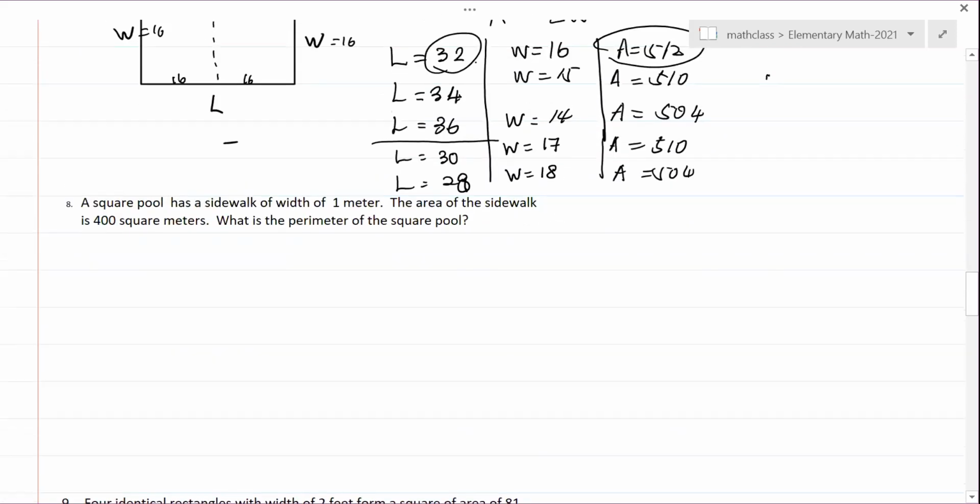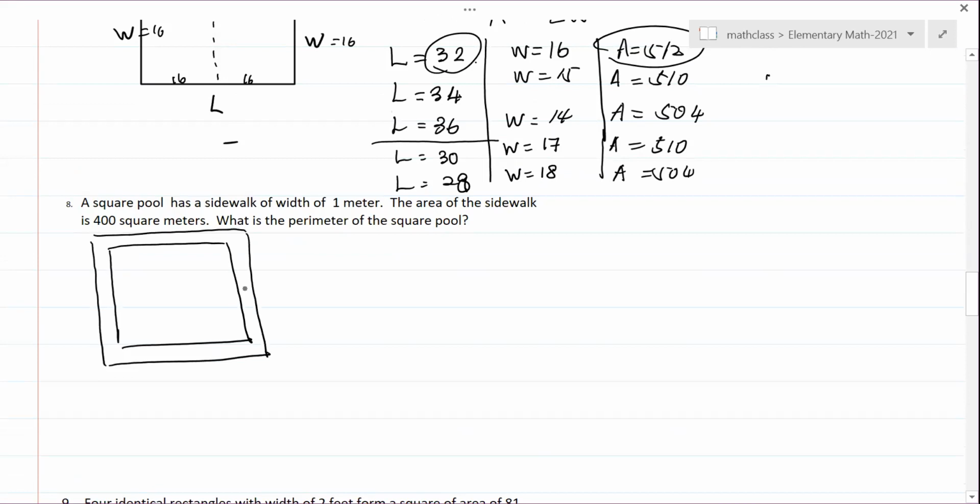A square pool has a sidewalk of width 1 meter. If the area of the sidewalk is 400 square meters, what is the perimeter of the square pool? Okay. So this is a square. We also have the sidewalk. The sidewalk is 1 meter. We know the area of the sidewalk. We have to find the perimeter of the square.